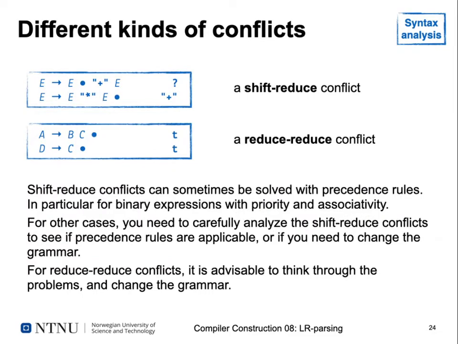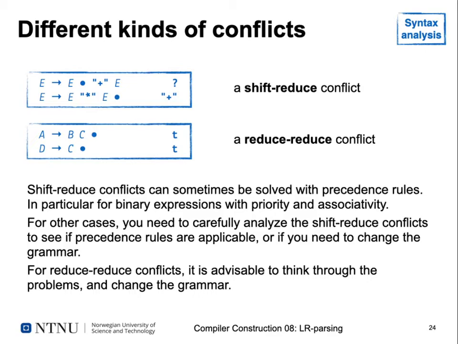So what are the different kinds of conflicts that may actually show up here? One thing we've already seen is that we might have a shift-reduce conflict, so we need to decide if we need to shift and read another plus, or if we can reduce this complete rule here when we see a plus is upcoming.